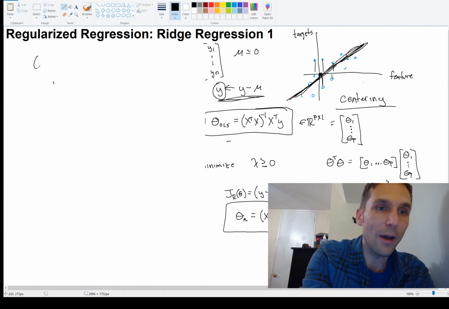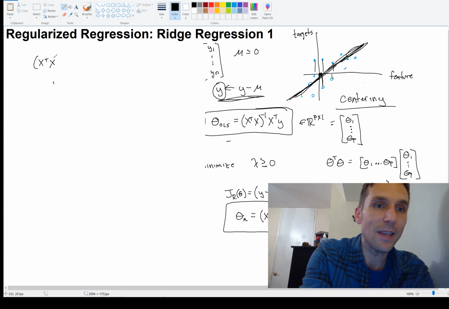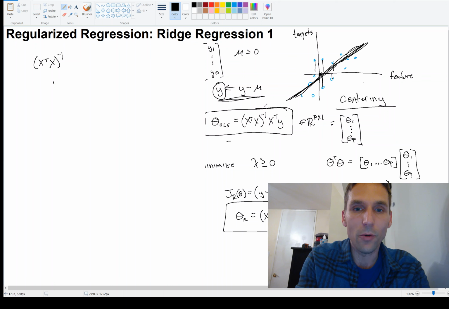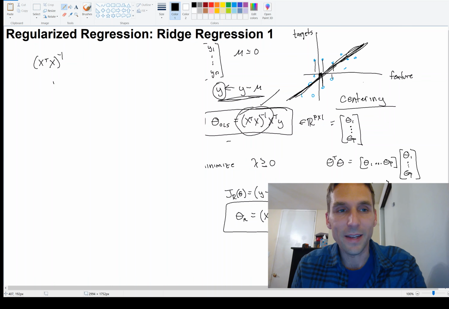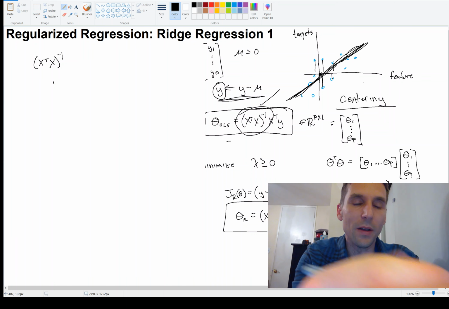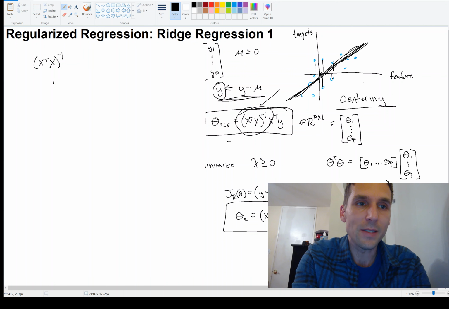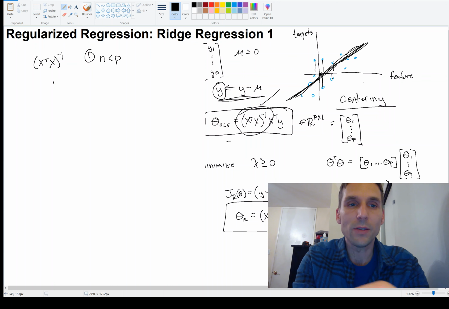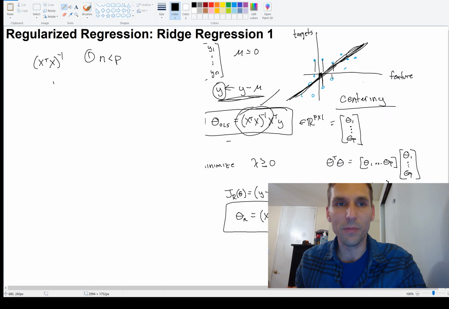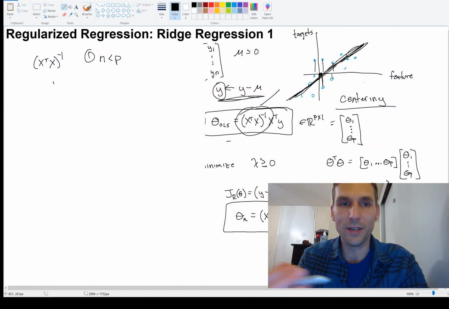And so I do want to point out this x transpose x inverse. That x transpose x inverse in the ordinary least squares solution, sometimes that inverse does not exist. And this is kind of related to linear algebra. But that inverse will not exist when n is less than p. So that means we don't have enough examples. And this is why everybody's trying to collect your data from you, because the more examples you have, the more you can avoid this ill-conditioned problem.